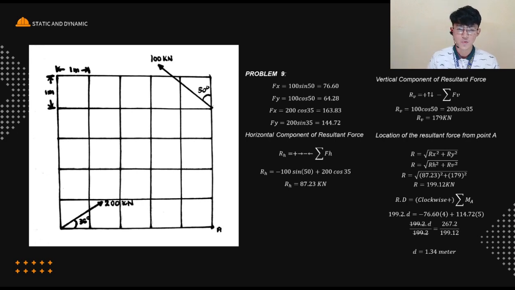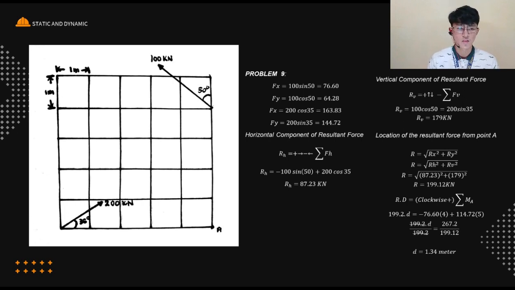Negative dahil kung makikita po natin sa figure, yung force po is papunta sa left side or sa negative. And then, yung isa namang force is plus 200 cosine 35. Positive dahil kung makikita po natin ulit sa figure, siya po ay papunta sa right side. So, kung equate po natin, ang RH po natin is 87.23 kN. So, yun po yung ating RH.